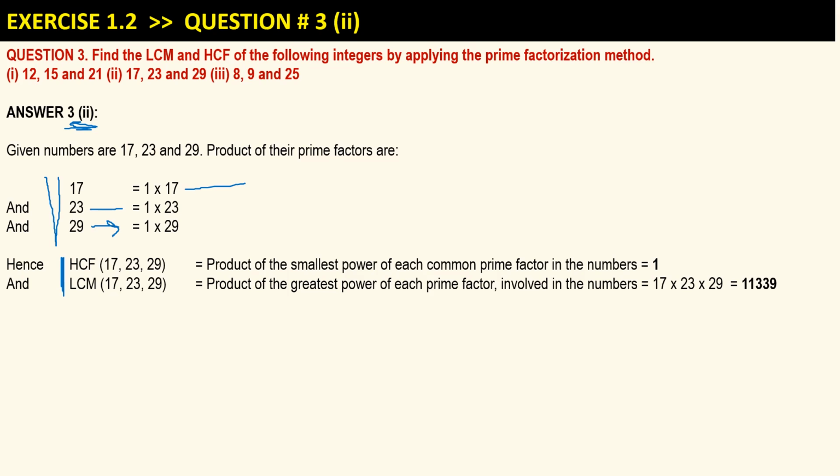In case of HCF of the three numbers, we will check the smallest power of each of the common factors. And here we have only 1 as the common factor. So the HCF would be 1.